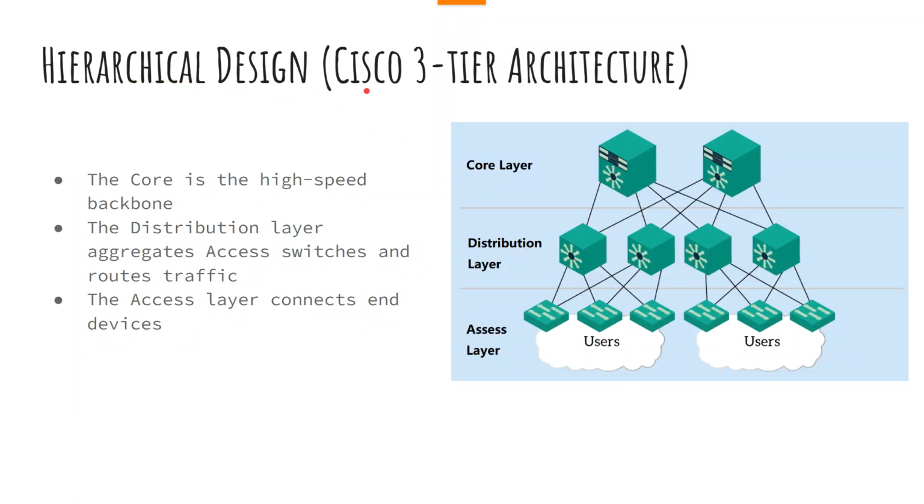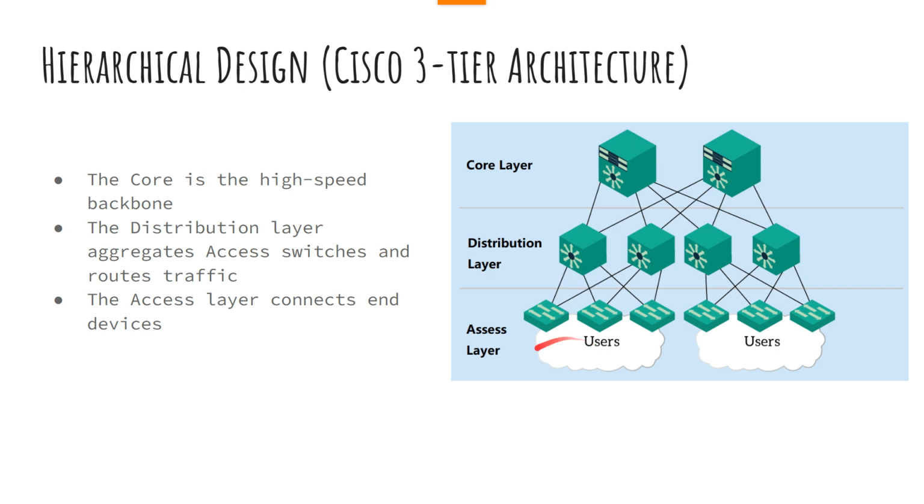Hierarchical design, which is also called the Cisco three-tier architecture or three-tier architecture. What this basically is, when you're connecting the networks, we will connect them in layers, like the access layer, distribution layer, and core layer. So the end user devices like your laptops, your computers, your peripheral devices like printers or network-based Xerox machines, can be connected on an access layer. So the user devices directly connect to the access layer.